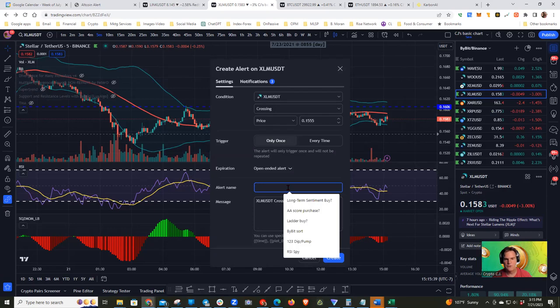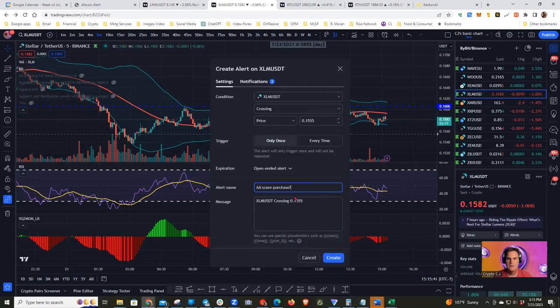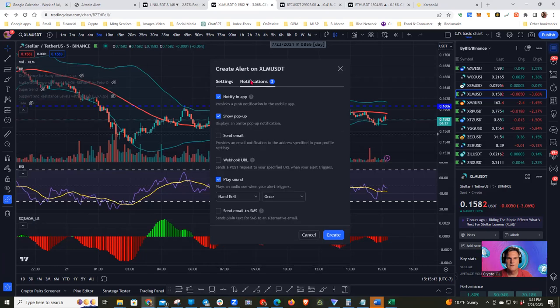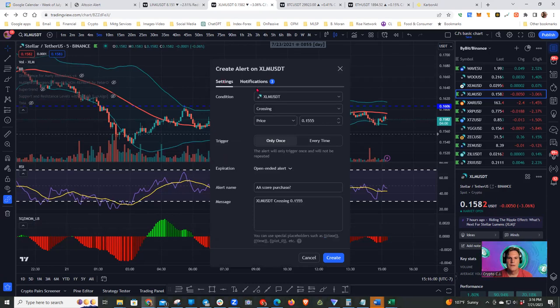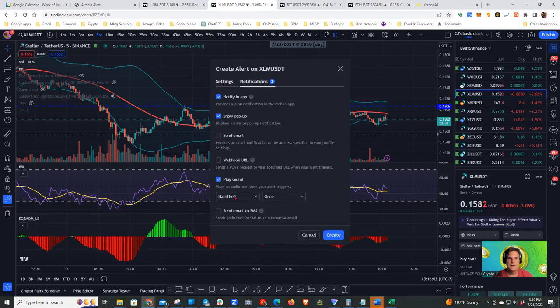And I usually use my information sources for alert names. And notification, this is what I usually have for my manual alerts. It'll pop up on my app on my phone. It'll show a pop-up on my desktop computer and play a sound on my desktop computer. I don't click the send email. I get enough emails. And then I usually assign a sound to each strategy. So with this one, I'd probably go with a three notes reverb and click create, and you're good to go.